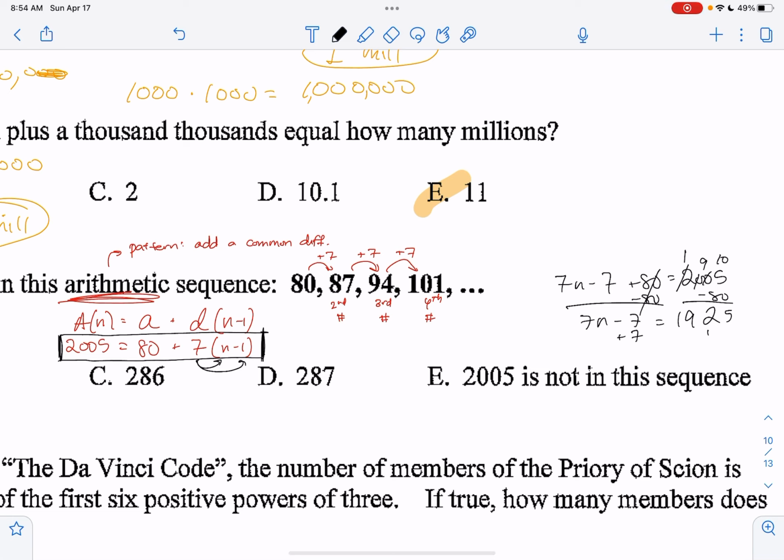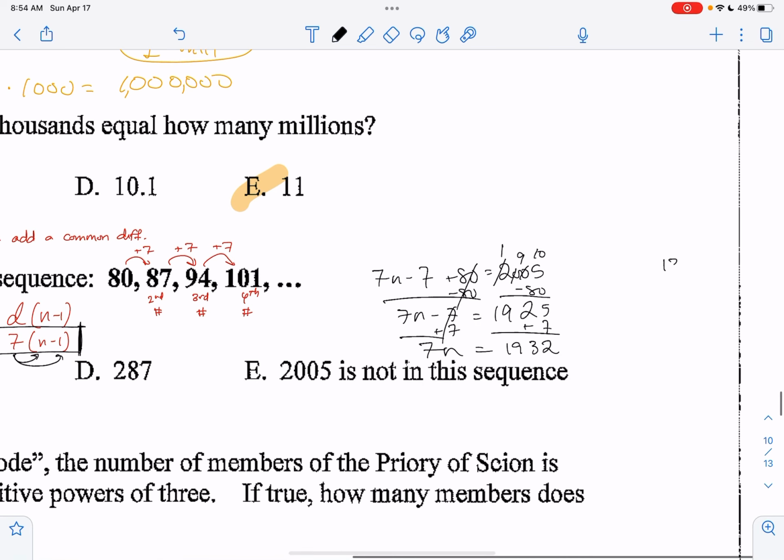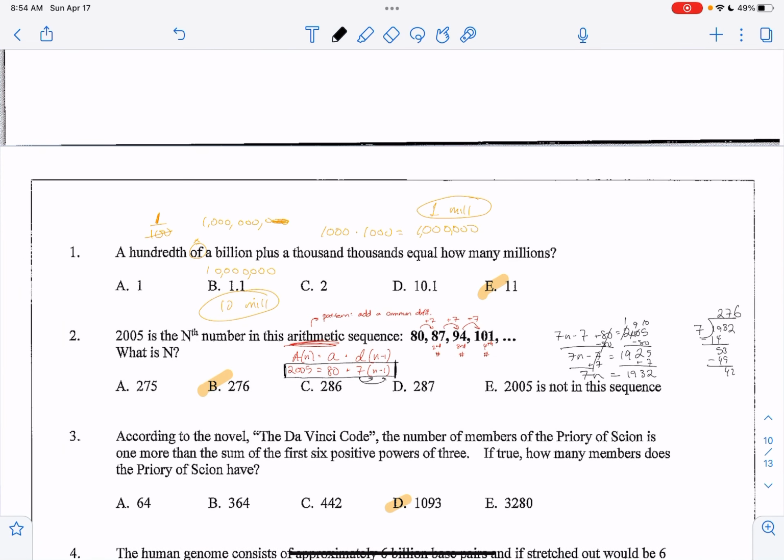Then you want to add 7. You get that 7n is equal to 1932. And here you can divide 1932 divided by 7. And you get 276. That's choice B. So the key here was to use an arithmetic sequence, which has this general equation. Just remember to subtract 1 from the term number.